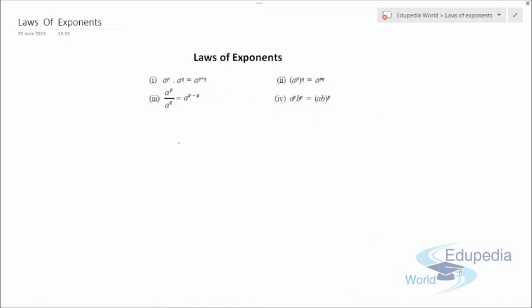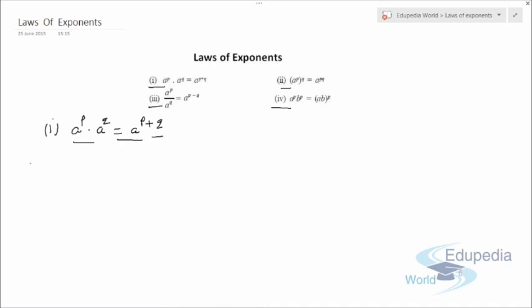Okay, now these are the basic 4 laws of exponents: first one, second one, third one and fourth one. So let's discuss these laws one by one. The first law is a raised to power p into a raised to power q equals a raised to power p plus q. Now, before discussing these laws, let me clear some of the basic concepts.